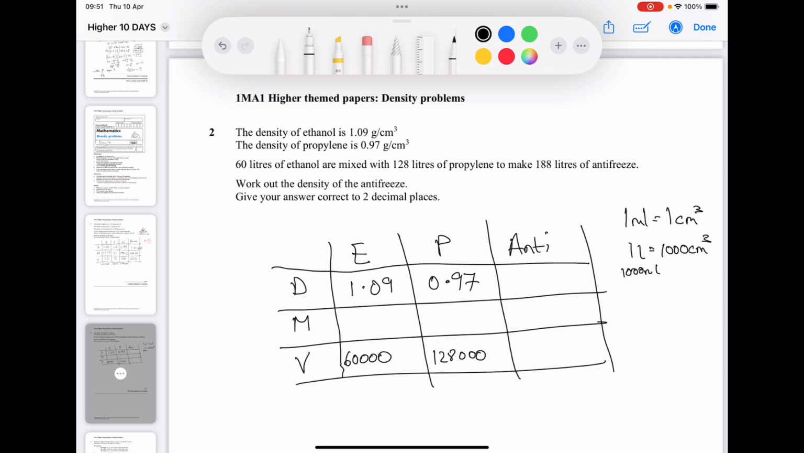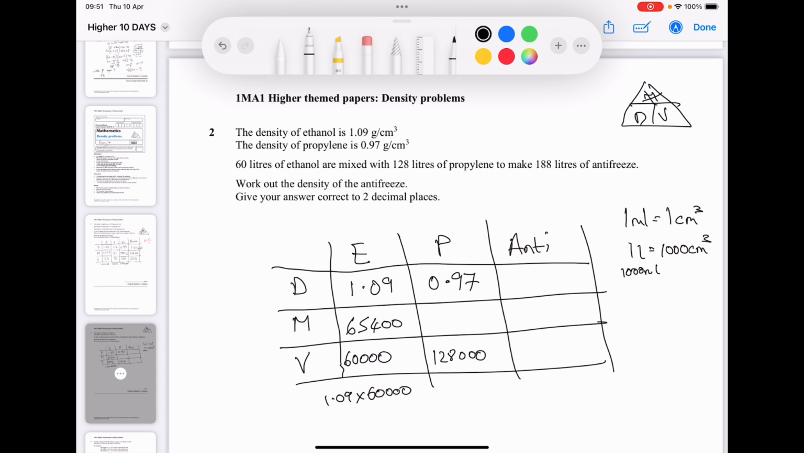And much as before, to get the mass, density is mass over volume. To get the mass, it's density times volume. So I've got 1.09 times 60,000. 1.09 times 60 is 65,400.